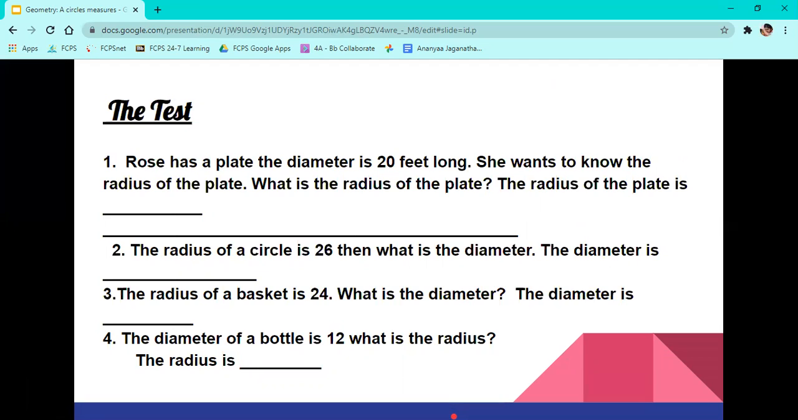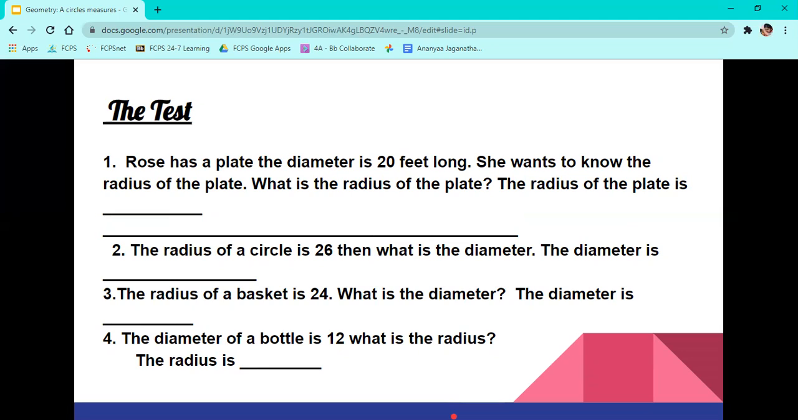So I'm going to first read you the problems. Rose has a plate. The diameter is 20 feet long. She wants to know the radius of the plate. What is the radius of the plate? The radius of a plate is blank. The radius of a circle is 26. Then what is the diameter? The diameter is blank. The radius of a basket is 24. What is the diameter? The diameter is blank. The diameter of a bottle is 12. What's the radius? The radius is blank.